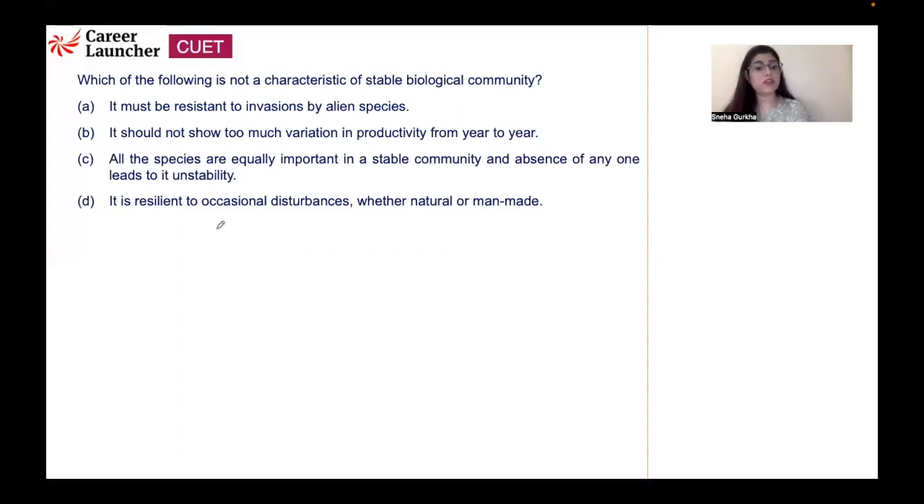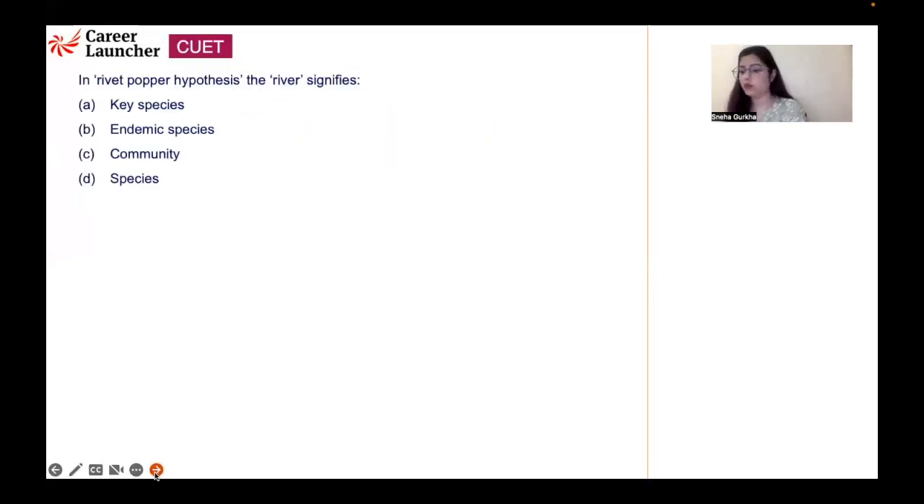Next, which of the following is not a characteristic of a stable biological community? It must be resistant to invasion by alien species. Yes. It should not show too much variation in productivity from year to year. Yes. All the species are equally important in a stable community, and absence of any one leads to its instability. No, there are some species that play a much more important role, known as the keystone species. It is resilient to occasional disturbances, whether natural or man-made. Yes, so option C is not a characteristic of a stable community.